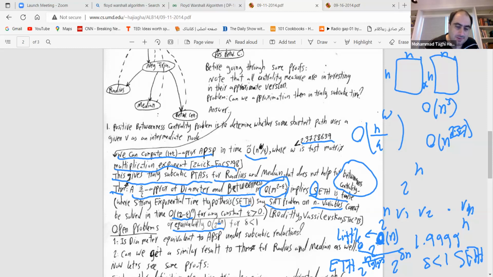And the main open problems here is this one. Can we get similar approximation results, especially for this theorem, for radius or median? That we don't know. And of course, the main open problem is whether diameter is equivalent to all pair shortest paths under subcubic time or not. So getting such a result for approximation is important, as well as finding the relation between all pair shortest path and diameter. Any questions?